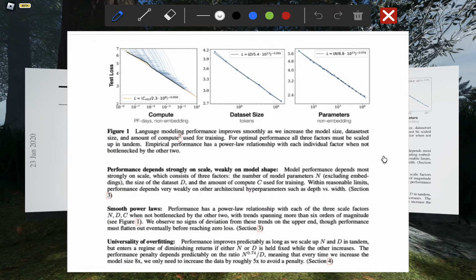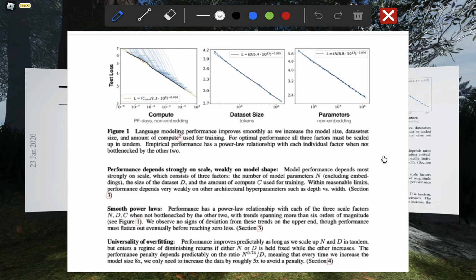But they also noticed similar power law behavior for graphing against compute. This is just the number of cycles, if you add up all the cycles executed in all the GPUs that are training the model, there's a power law behavior with respect to that as well, and also with respect to the number of parameters. Now, there are details here: when you're scaling up the dataset size, you also need to be scaling up compute and parameters appropriately in order to see this power law behavior.